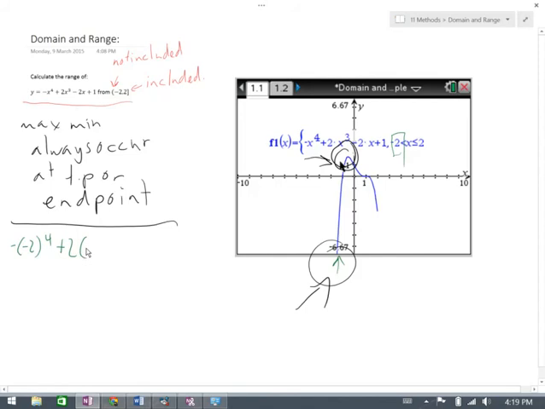So I've got negative 2 to the 4 plus 2 times negative 2 to the 3 minus 2 times negative 2 plus 1. Negative 16 minus 16 plus 4 plus 1 gives me negative 27. So the minimum value of this graph here is at negative 27.